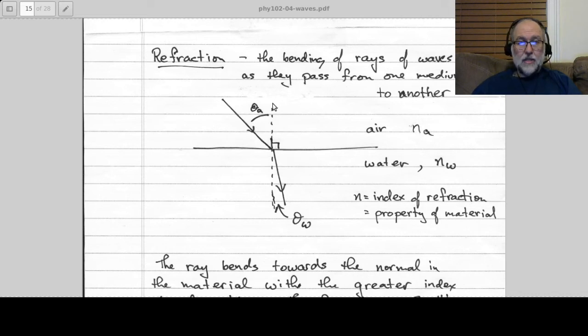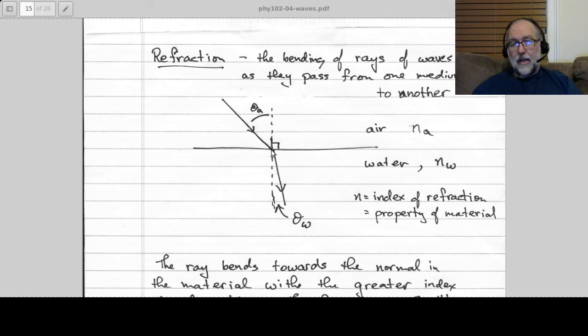It bends, okay? And so we have that normal line there, that dashed line, okay? And we have an incident angle here. That's the angle that the incoming ray makes with the normal, see the arrow there shows that it's an incoming ray. We'll call that theta A, for theta in the air, angle in the air, okay?